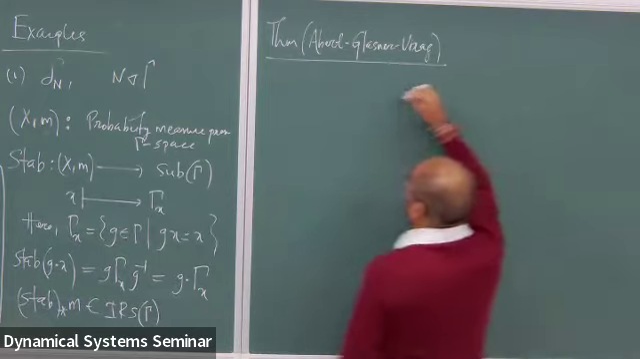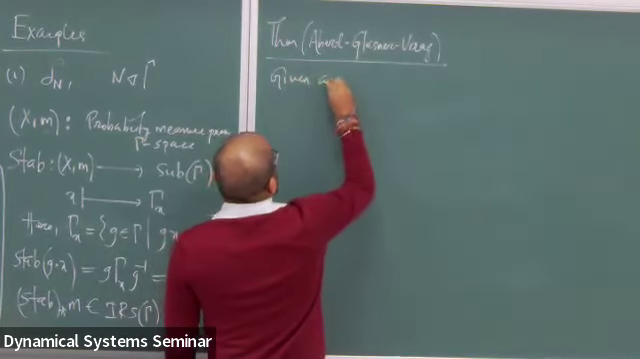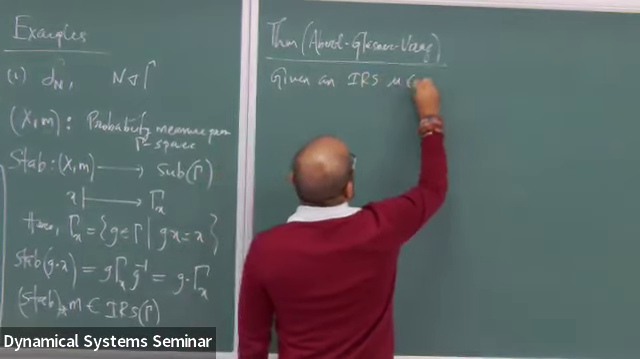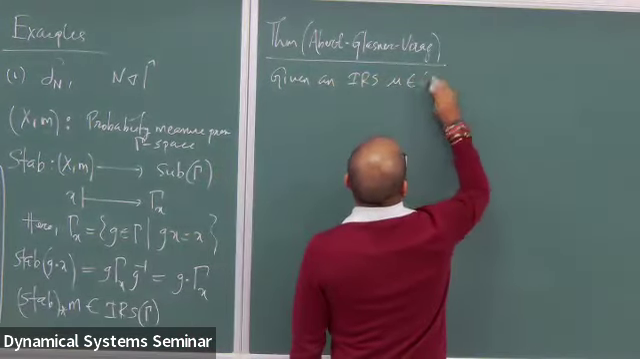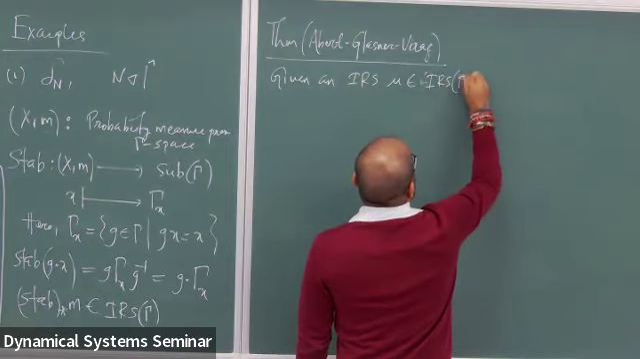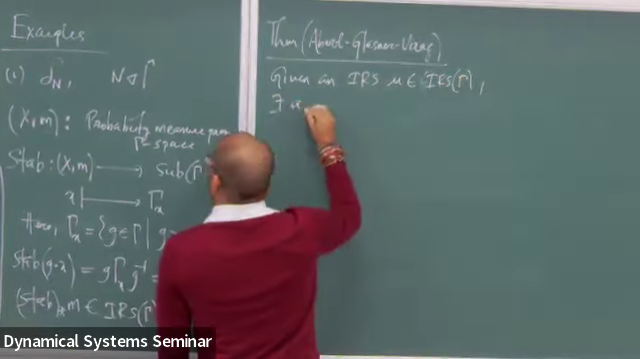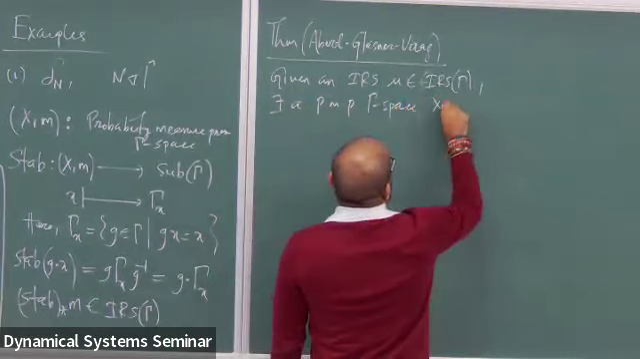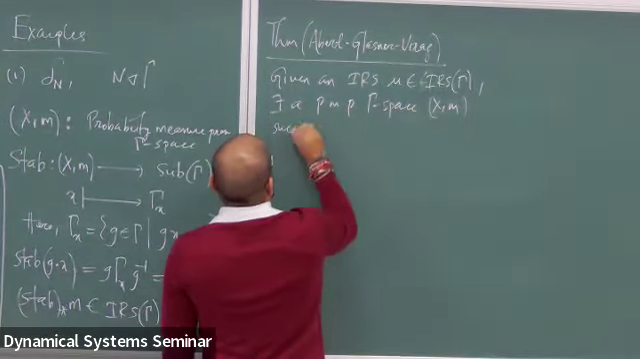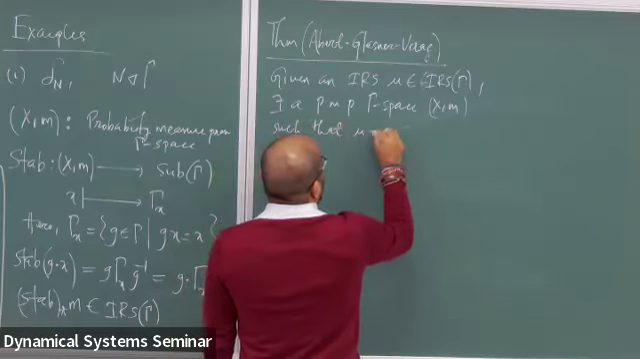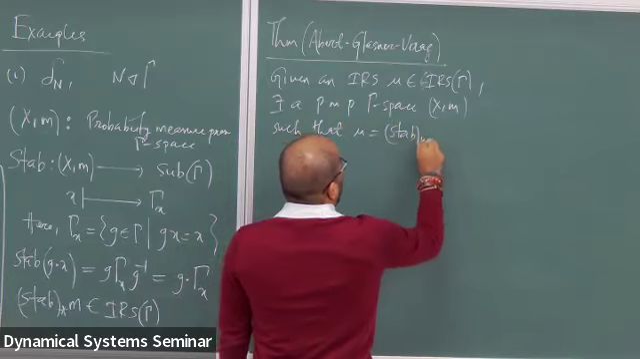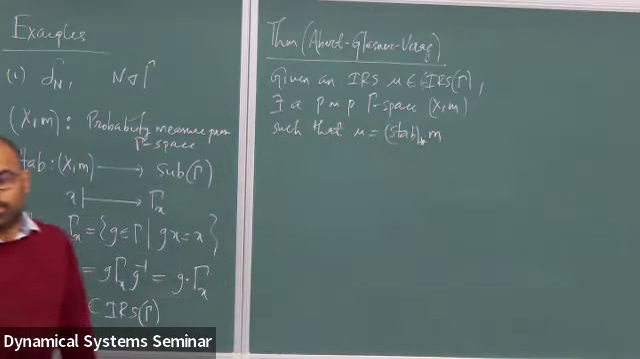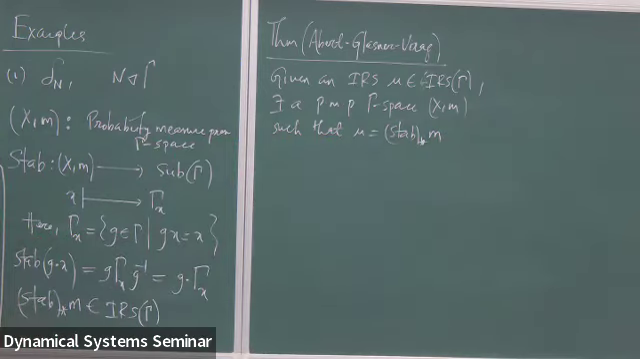So, given an IRS mu of Gamma, there exists a probability measure preserving Gamma space (X, m) such that mu is exactly the push forward of m under the stabilizer map. So basically this exhausts all possible IRSs that there are. There are no other IRSs than those from the stabilizer map.